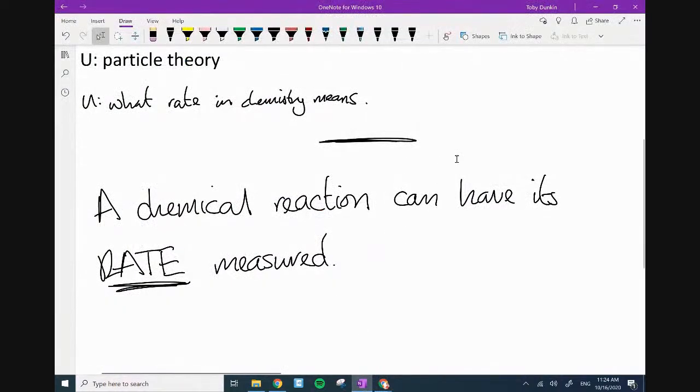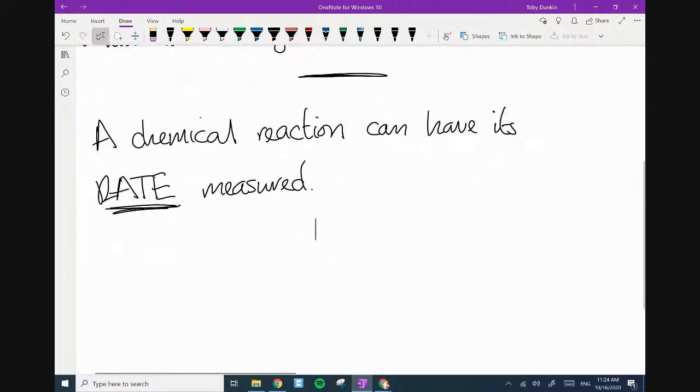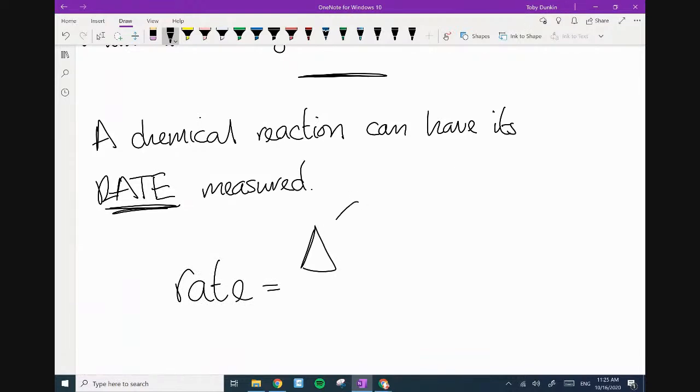No problem. Okay. So going back to this, a chemical reaction can have its rate measured. So what is the rate of a chemical reaction? So we now pick up an equation. So rate equals change. Now, you guys remember this already from energetics. This is a capital delta. In chemistry, capital delta means change in. So this is the change in concentration of product.